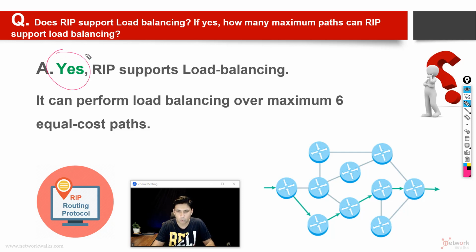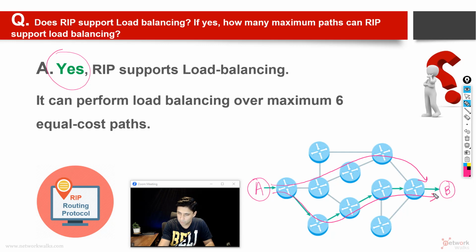What is the meaning of load balancing? Load balancing means, let's say A wants to send some data through routing through RIP to B, right? So here we have multiple paths. There could be one path from here and there could be one path from here. So why not use both paths to increase our bandwidth, to increase our data rate? This thing is called load balancing.